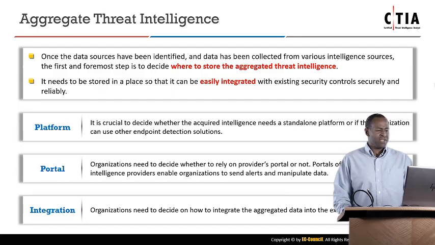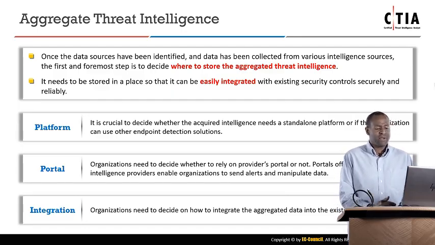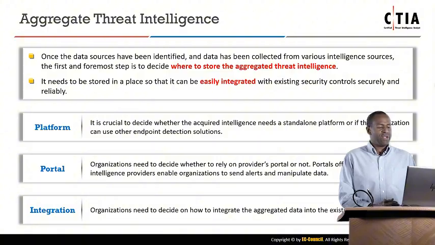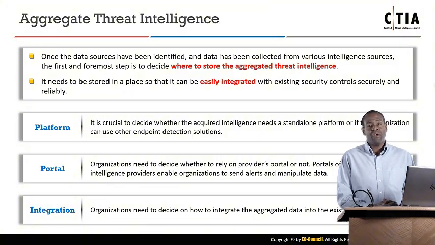Next, we go to aggregate threat intelligence. So once threat intelligence sources have been identified and data has been collected from various sources, the first and foremost step is to decide whether to store the aggregate threat intelligence. So as we are planning our project for threat intelligence, we need to know what we're going to do with the data that we are going to be collecting.